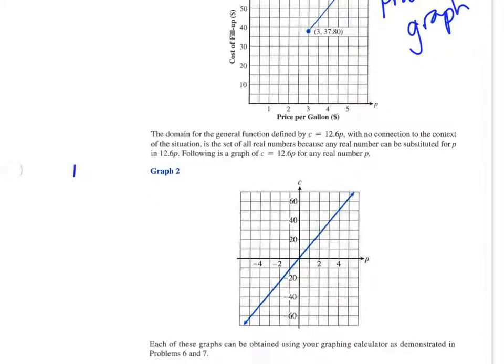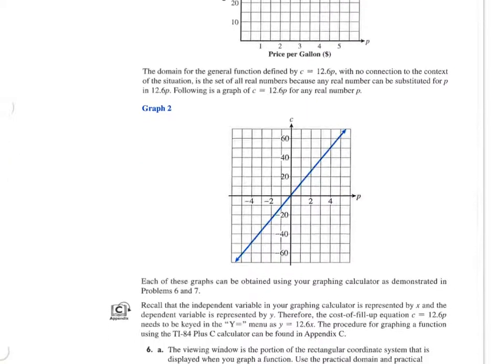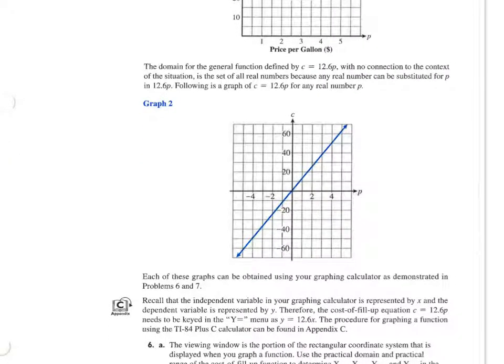But if you take a look at this next graph, this is the same function. It's just doing it over all real numbers. If I took the context out and just graphed that whole thing, I get the entire line because the actual domain is all real numbers. The practical domain is the one that's limited.